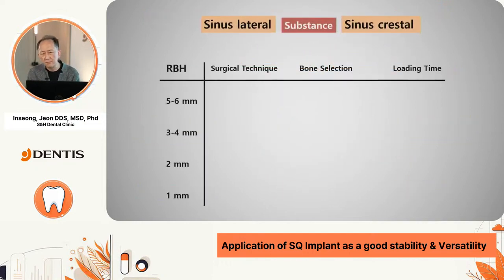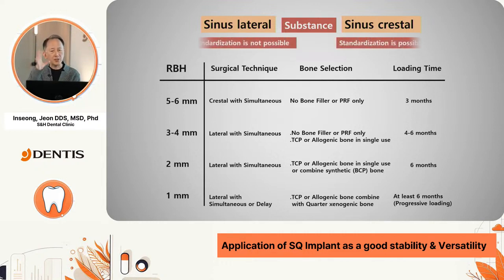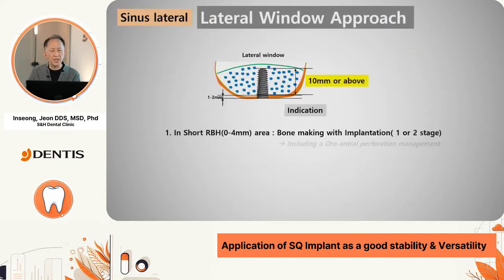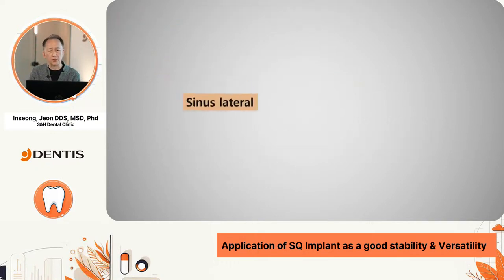Okay, next one. Maybe this is the final topic of today. Sinus area. Sinus surgery, grossly two situations: lateral approach, crestal approach. My conclusion is very simple. Lateral approach, standardization is impossible. But crestal approach, standardization is possible. So for the lateral approach, sinus lateral surgery, there are 4 indications: short residual bone height, sinus disease control, failed crestal approach, and the J3 minimum rule. These 4 indications are for the lateral approach.